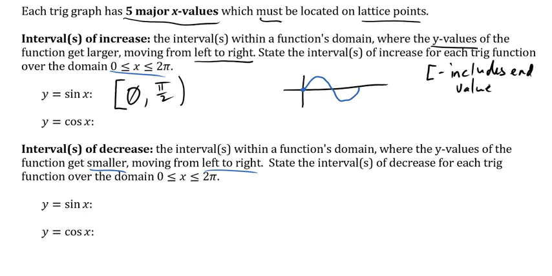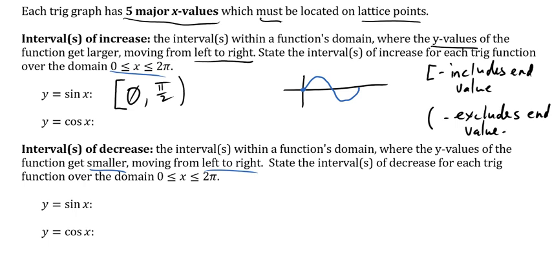The other thing people make a mistake on is they say it's increasing from 0 to 1 because sine goes up to 1. No. We talk about the x values. Where along the x-axis is it increasing or decreasing? I don't care where it goes up to or down to. We're not talking y values here, we're talking x values. And a round bracket, whether it's a left bracket or a right bracket, excludes the end value. Try to remember that.